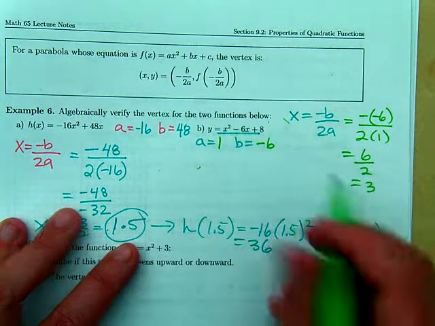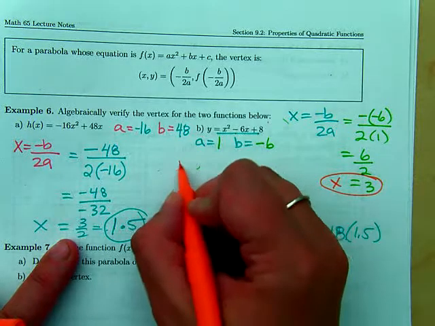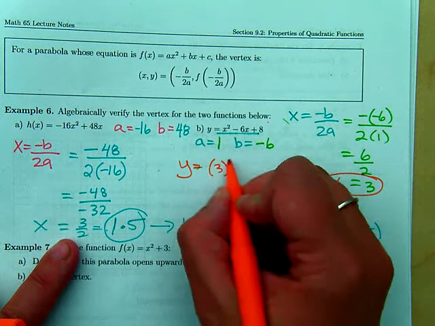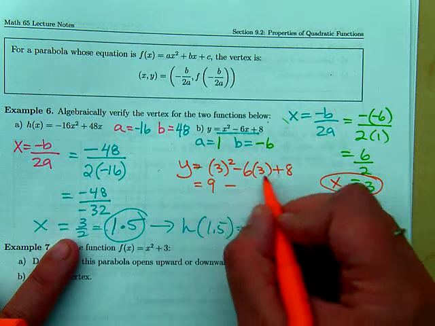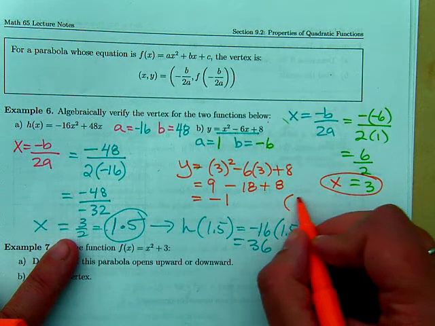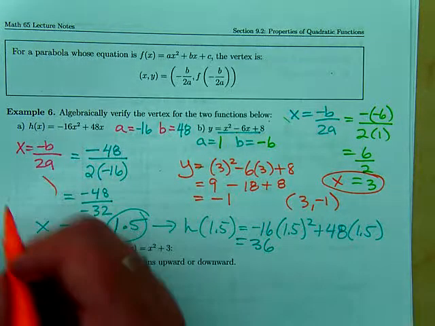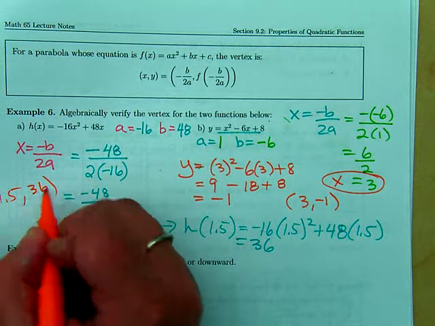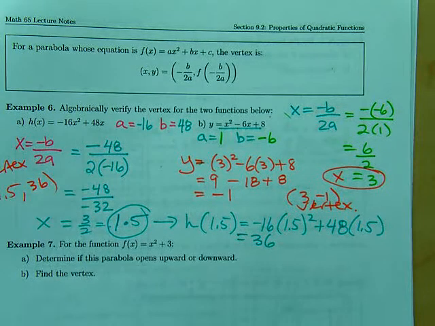If we want to plug that in to find out what our y value is, we take x equals 3, y equals 3 squared minus 6 times 3 plus 8. 9 minus 18 plus 8. And on the previous page, we got negative 1. The vertex here was 3, negative 1, right? The vertex for this one was 1.5, 36. That's the vertex. Okay, vertex. All right. Let's stop before we do the next example.